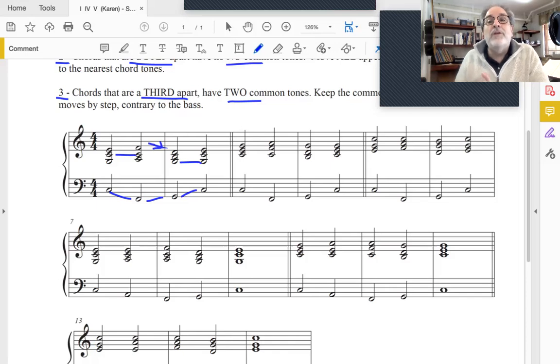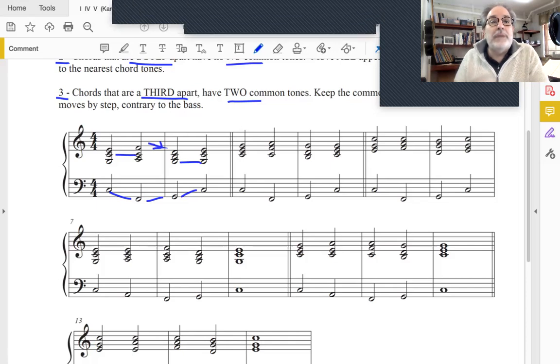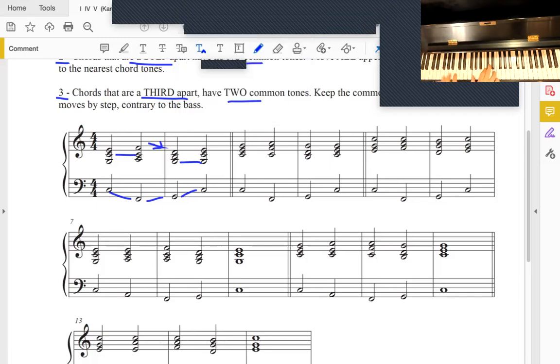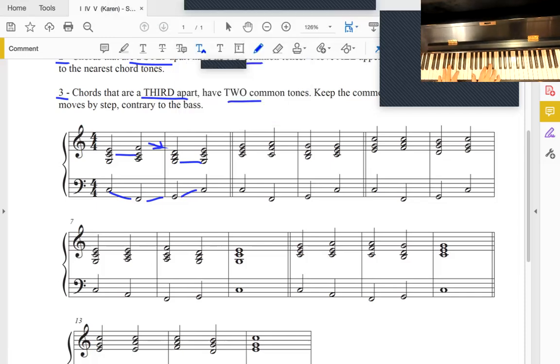I'm going to show this to you really quickly by switching my camera to the keyboard. And now you can see how it works on the piano. So 1 goes to 4, goes to 5, it goes back to 1. And that common tone pattern, that common tone relationship, is maintained regardless of which version of the right hand I start with.